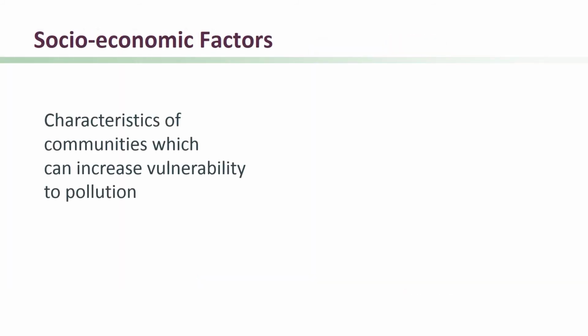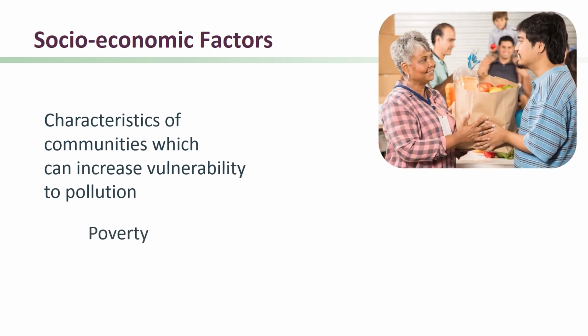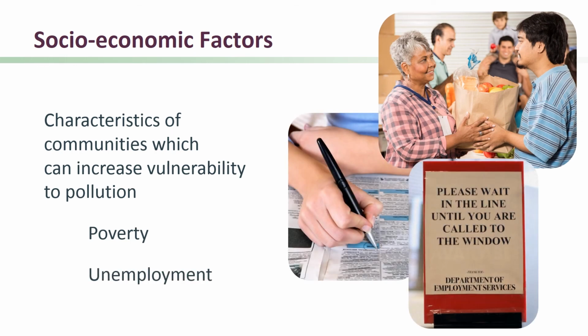Socioeconomic factors are characteristics of communities that can increase their vulnerability to pollution. Poverty and unemployment are socioeconomic factors that are included in CalEnviroScreen.